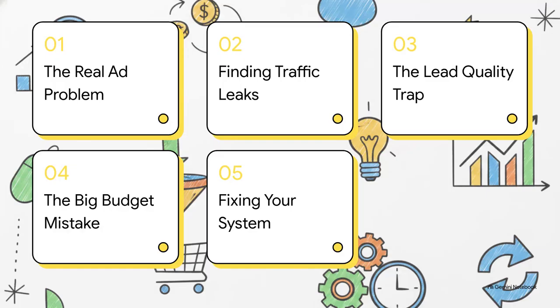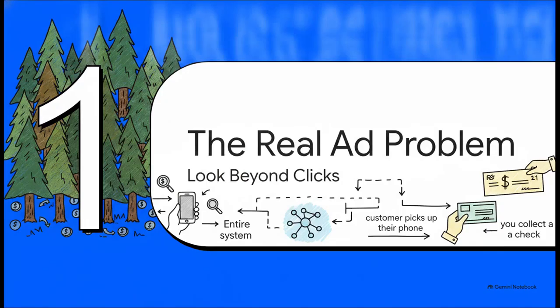Okay, let's dive into this. We're going to walk through a quick diagnostic checklist today. First, the real advertising problem. Then, finding your traffic leaks, the lead quality trap, the big budget mistake, and finally, fixing your advertising system. So, part 1, the real advertising problem.